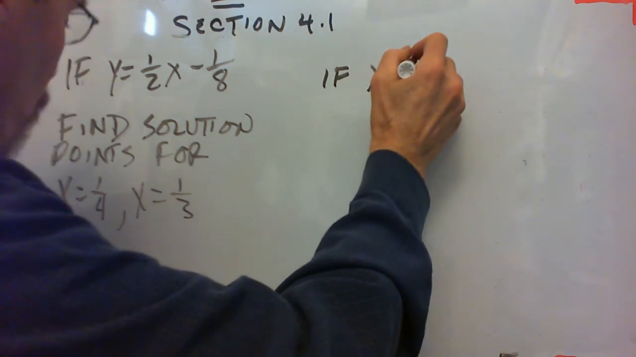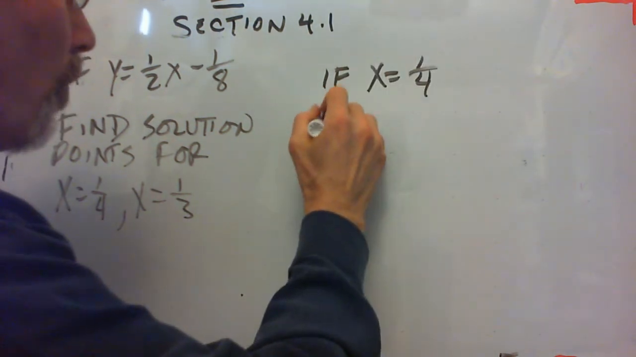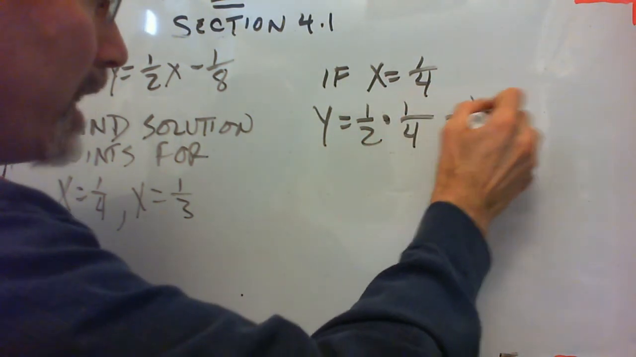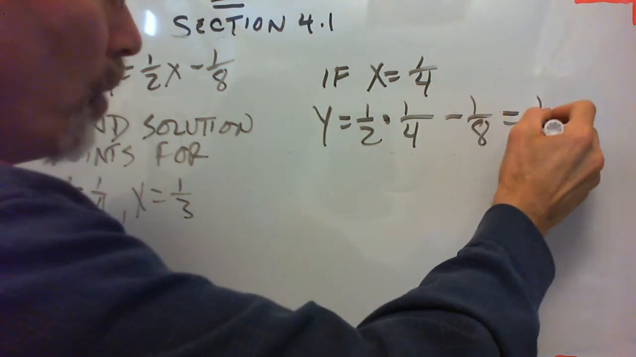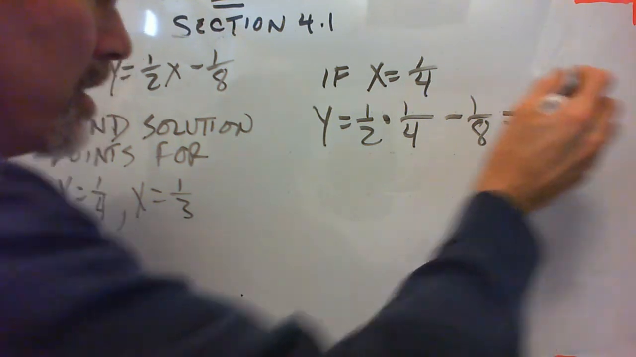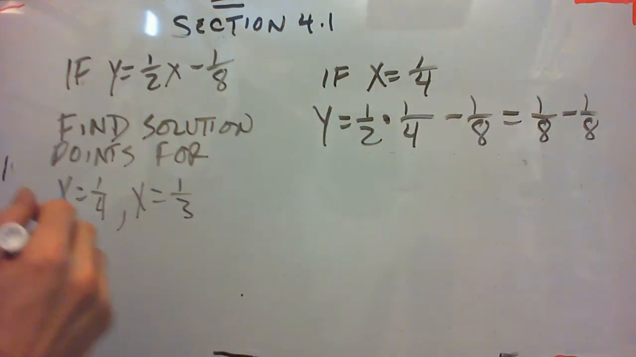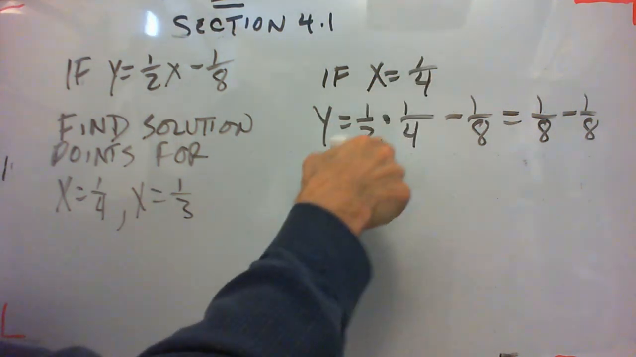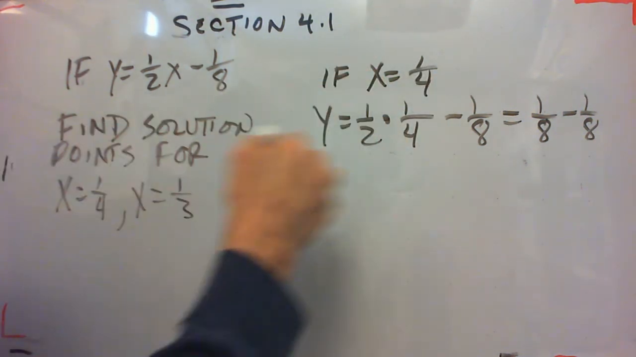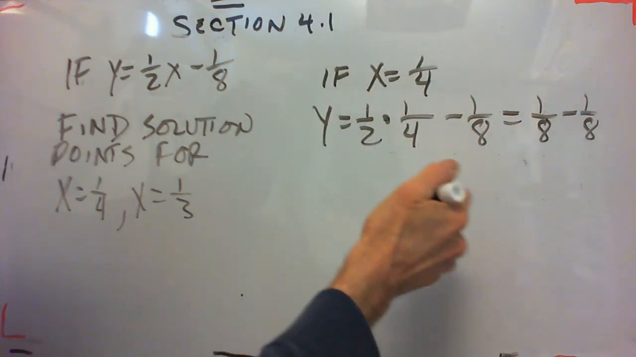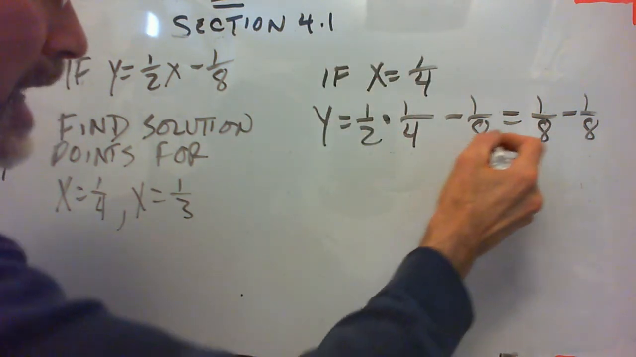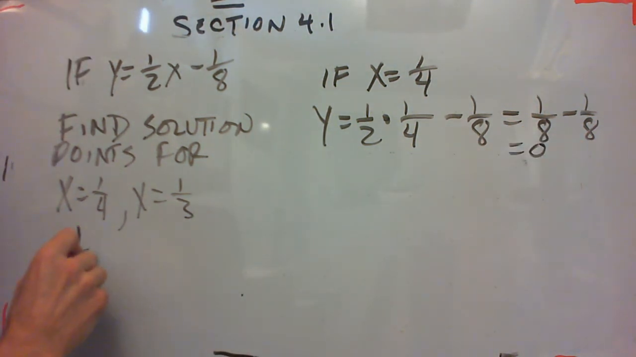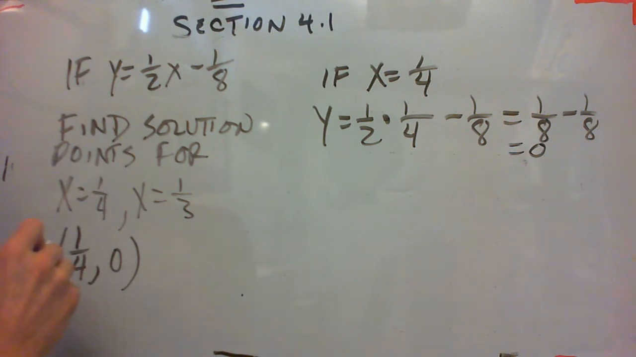If x is 1/4, y is 1/2 times 1/4 minus 1/8, which is 1/8 minus 1/8. Remember, when you multiply fractions, you don't have to have common denominators. You just multiply the numerators, multiply the denominators. You can cancel first, but here there's nothing to cancel. 1/8 minus 1/8 is 0. So our first solution point is 1/4, 0.